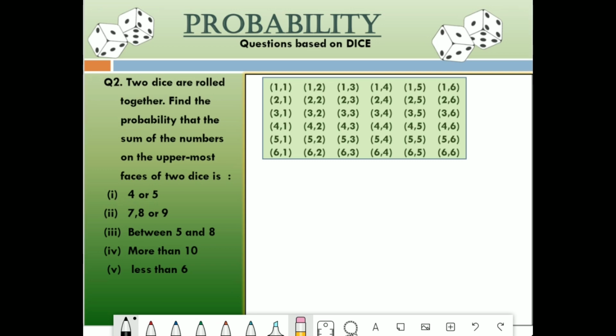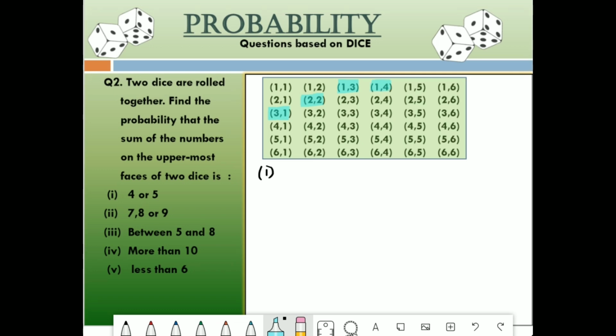Now let's start with our first part. So the first part is the probability of getting a sum of either 4 or 5. Now we need to check the sum as 4. You can see here 3 plus 1 is 4. Now if you see in its diagonal, like 2 plus 2, 3 plus 1, the sum will remain the same. And similarly we'll find for 5.